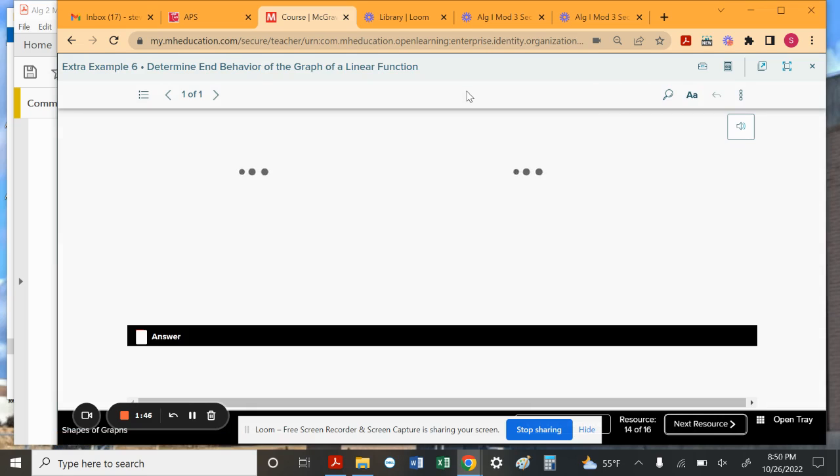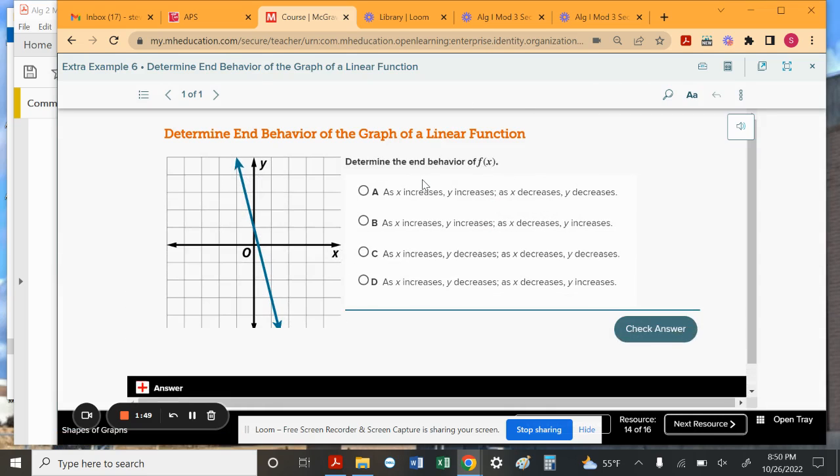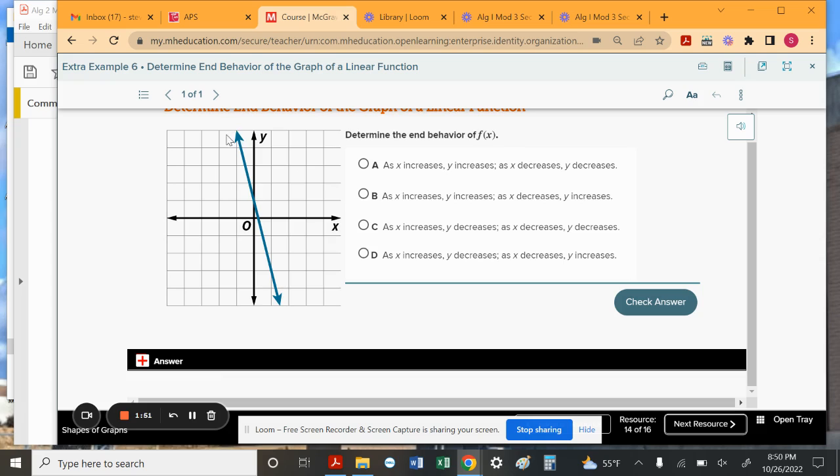Okay. So if we're looking at this, we're going to look at some other functions and some other graphs. Notice in this case, it's a line. So the beginning behavior is as x goes negative, as x goes to the left, y goes up. So as x decreases, y increases. As x increases, y decreases.